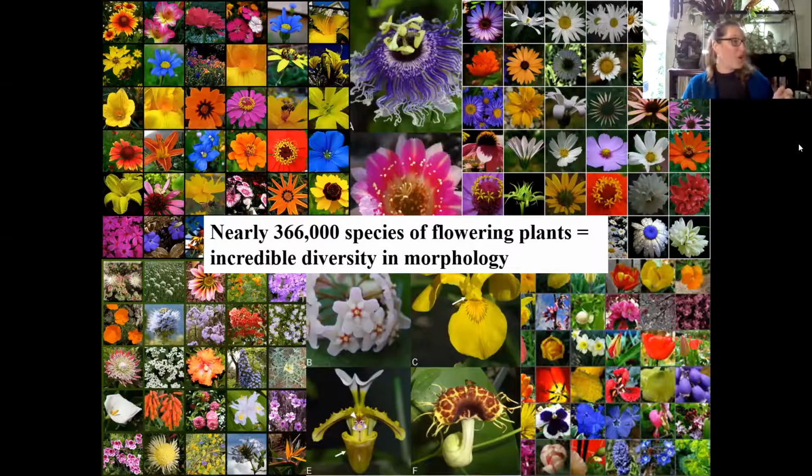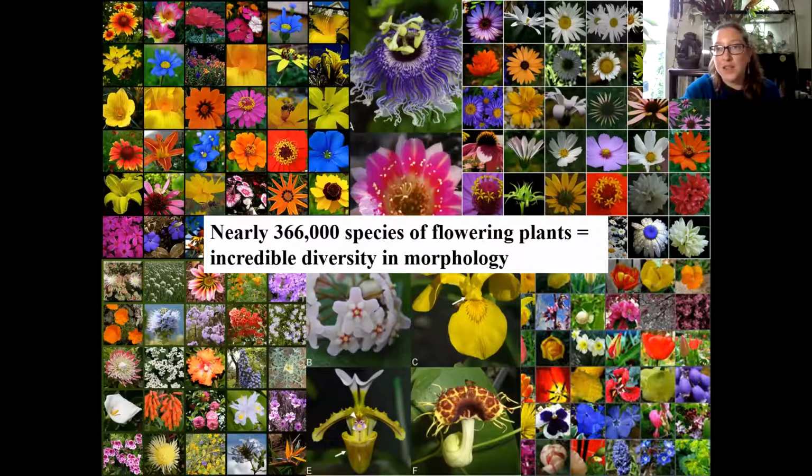So we know we're in the angiosperms, right? We're in the angiosperms, which is the biggest component of the plant kingdom. Most of the plants in the plant kingdom are flowering plants. Most of them are, right? There's almost 370,000 species of flowering plants, right?